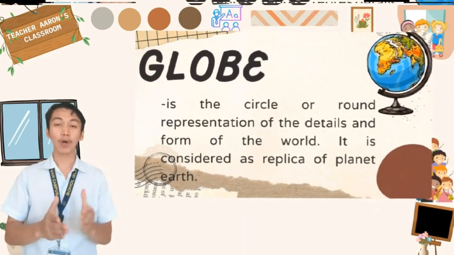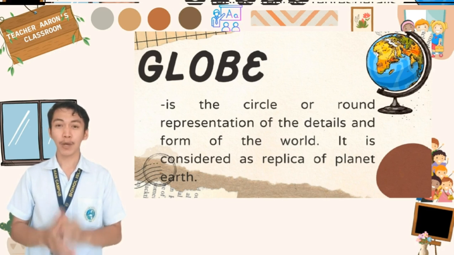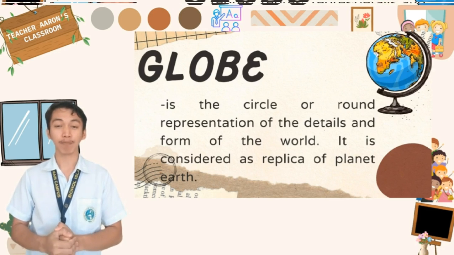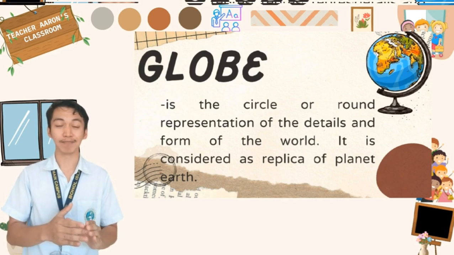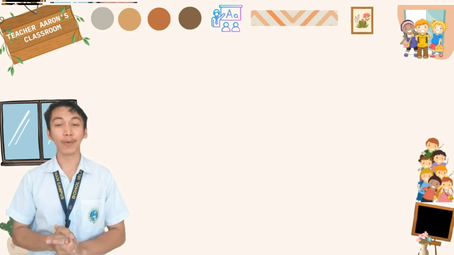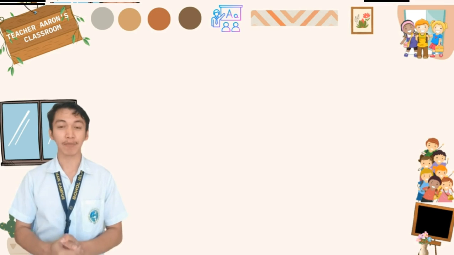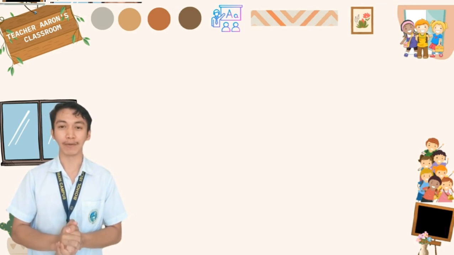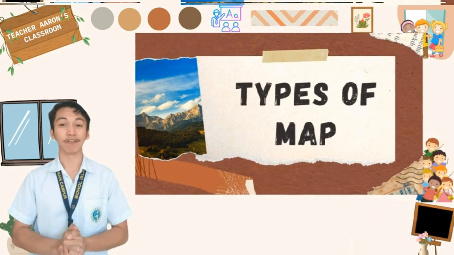On the other hand, globe is a circle or round representation of the descriptions and form of the world where locations are visible. So it is a replica of the Earth, which means it is an exact copy of the Earth but different in size. Have you seen their similarities and differences? So both are similar in the way that they give descriptions and details about the locations and territories. But they are different since map is flat and globe is circle or round. So, did you get the difference? Alright, now let's delve into the types of maps.